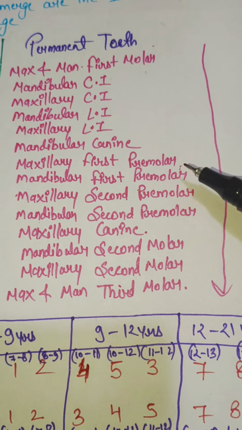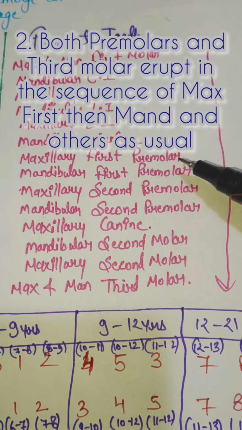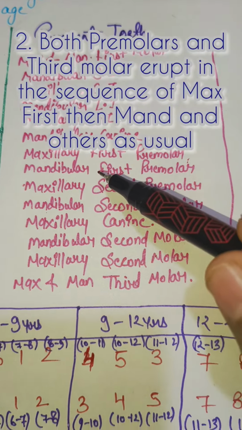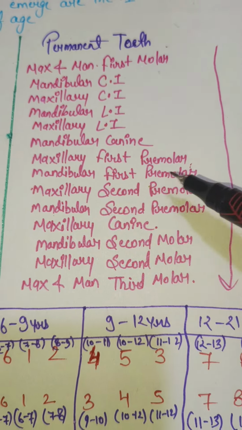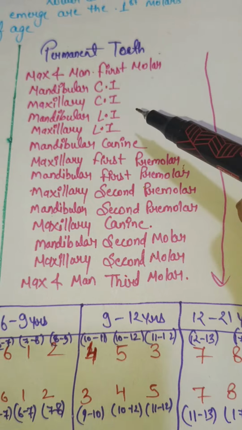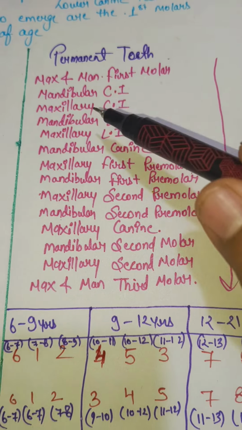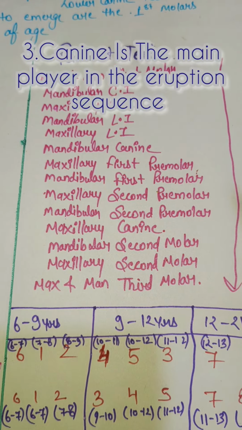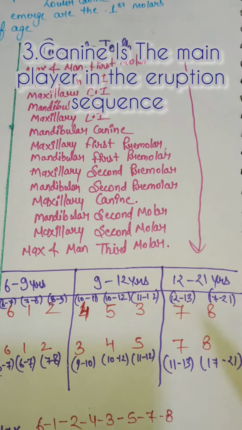Now the second point: all the premolars and the third molar erupt in the sequence of maxillary first, then mandibular. So maxillary first premolar, mandibular first premolar, maxillary second premolar, mandibular second premolar, and maxillary and mandibular third molar. And for other teeth, like the central incisor, lateral incisor, and second molar, mandibular first, then maxillary. Second point is complete. And the third point is that the canine is the only player in the eruption sequence of the permanent teeth. So keep these 3 points in your mind.